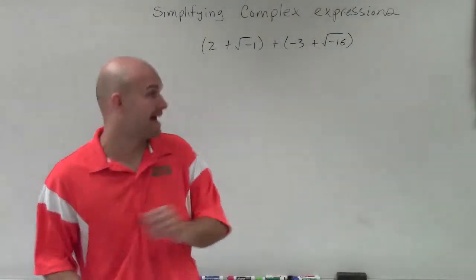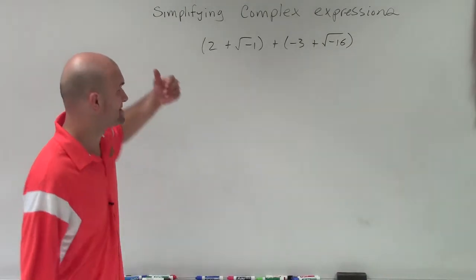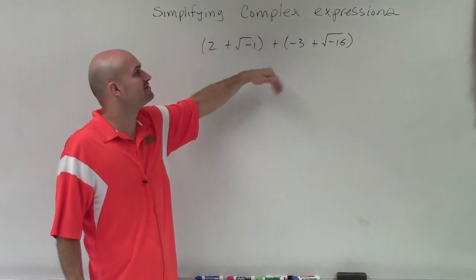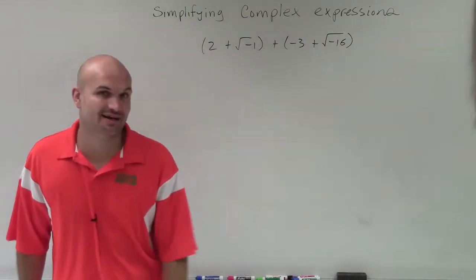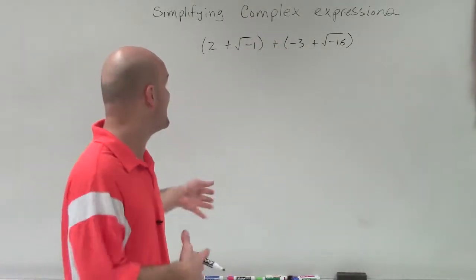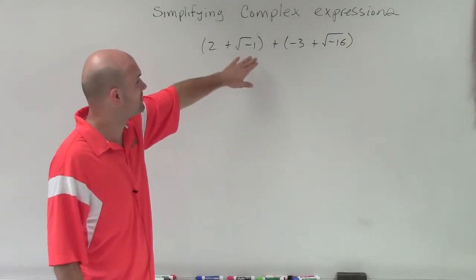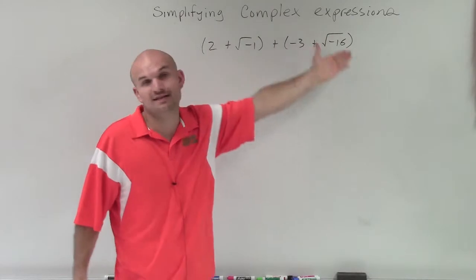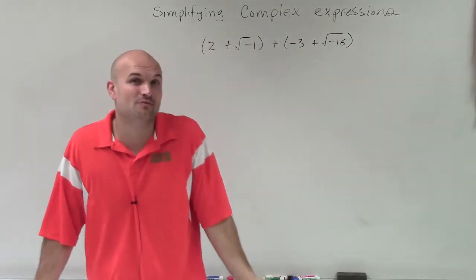Okay, so what we have here is simplifying complex expressions. We have 2 plus the square root of negative 1 plus negative 3 plus the square root of negative 16. Now, we can combine our real terms through this addition, but we cannot combine the square root of negative 1 and the square root of negative 16 because they don't have the same radicand.